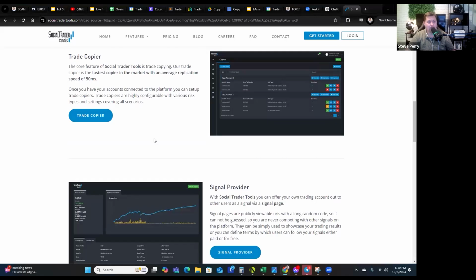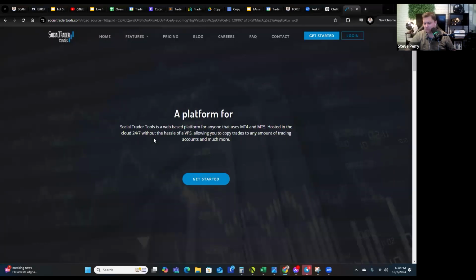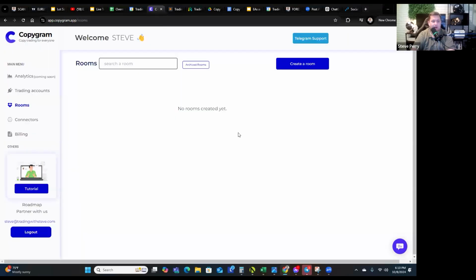And maybe they now allow DX Trade and Match Trader and cTrader and so on. But a lot of prop firms now, most prop firms, are not using MT4 and MT5 anymore. They're using DX Trade, Match Trader, cTrader, and so on. And so Social Trader Tools, last I checked, does not accommodate that, versus if you look at Copygram, they do.